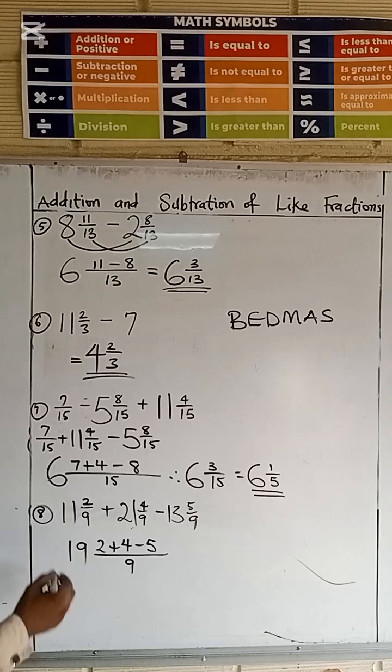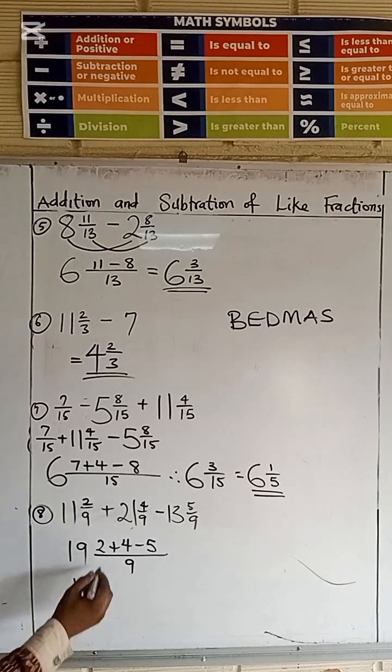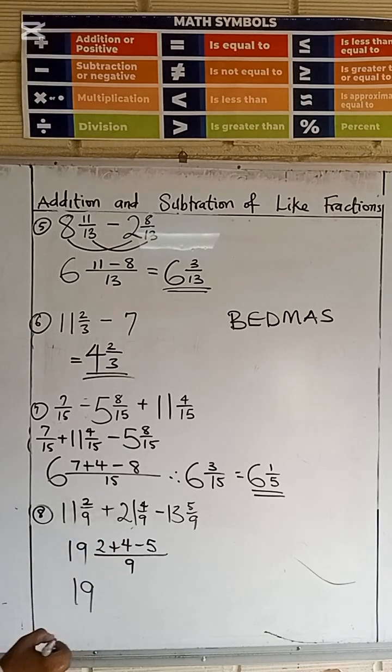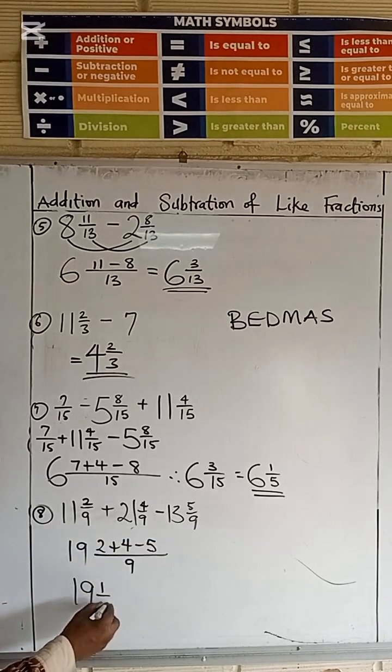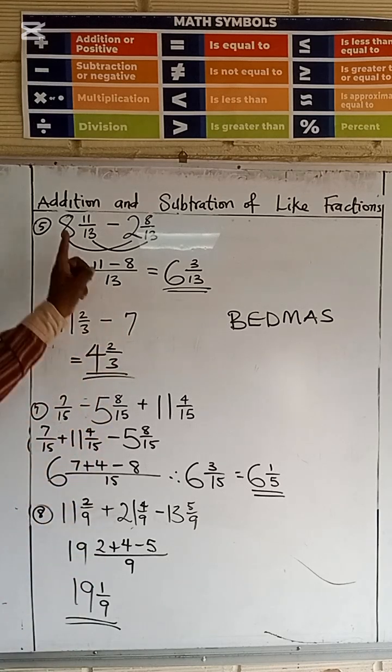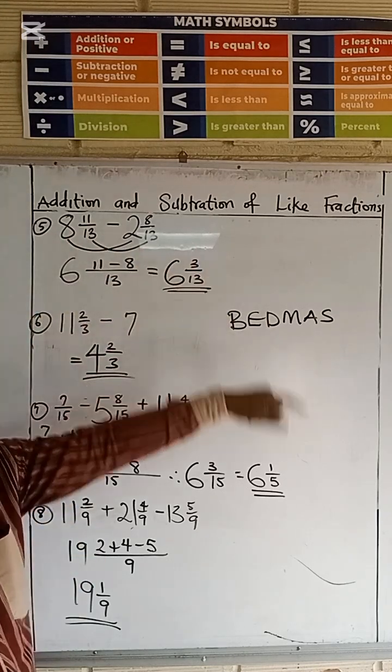So now let us go. Here we have 19, then 2 plus 4, that is 6. 6 minus 5, that is 1 over 9. And that is very simple. I think after this, you don't have any problem on addition and subtraction of like fractions.